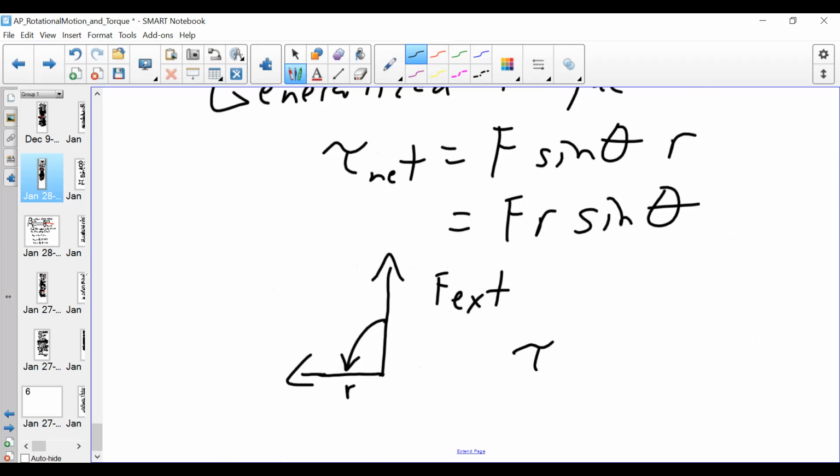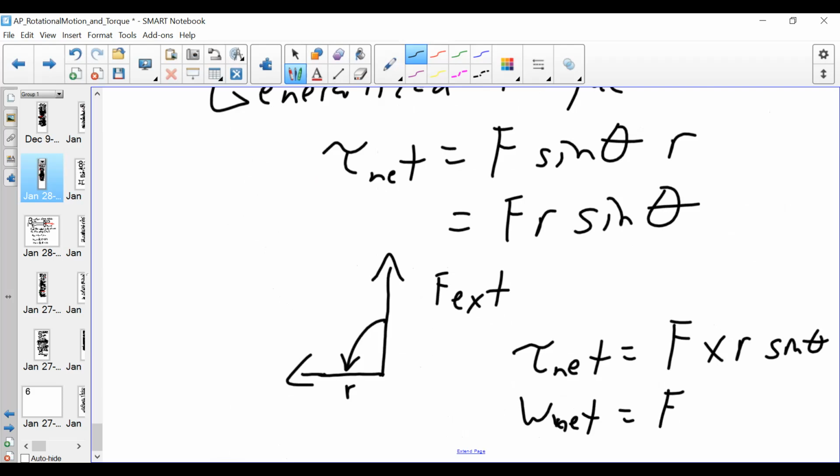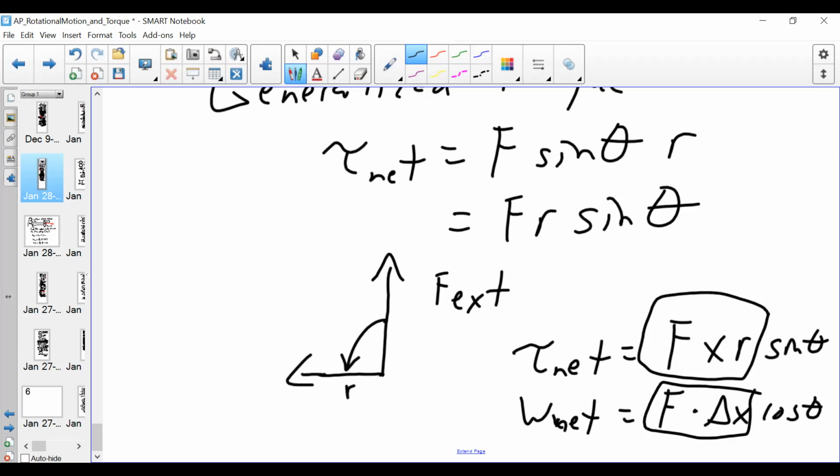So in true math speak, this looks like this: F cross R sine theta. Whereas back in the day, we had net work is equal to F dot delta X cosine theta. So both multiplications are just two different kinds of multiplication. We won't get into the details of that here. When you have a cross product, you always form a new vector. When you have a dot product, you form a scalar, because work is not a vector. It can be positive or negative, but it's a quantity, it's a scalar.